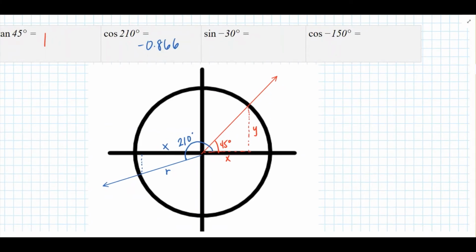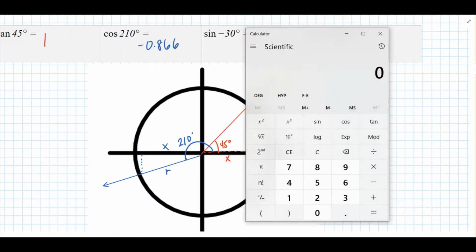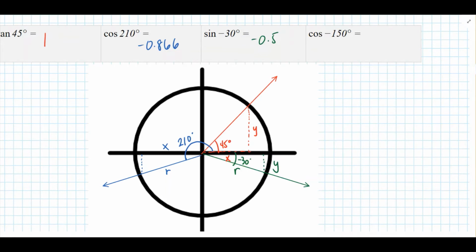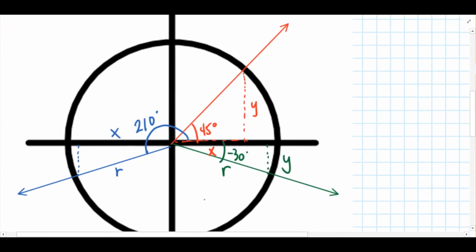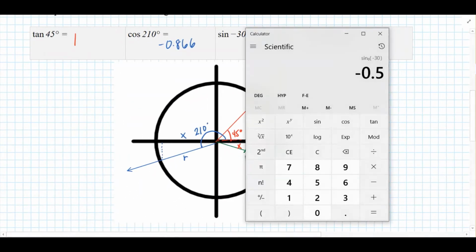When we evaluate sine of negative 30 degrees, we get an answer of negative 0.5, which means the y measurement divided by r is 1/2. Also, the y value is negative in this position. You might have noticed that with this calculator, I must enter the angle first, then press the trig key. Your calculator might be different.